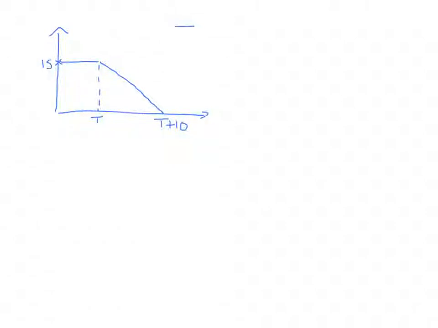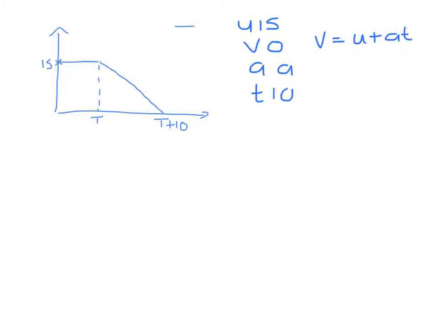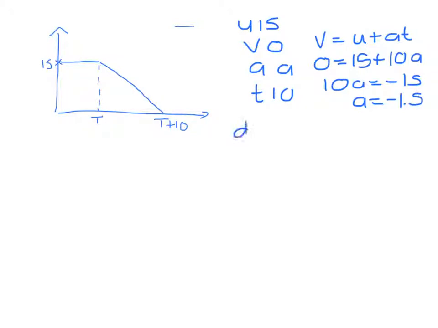Well, we start at 15. Our final velocity is 0. Remember, a stands for acceleration and t is 10. So v equals u plus at. 0 equals 15 plus 10a. So 10a would be minus 15. a is minus 1.5. But we were asked in the question for the deceleration. So that is 1.5 metres per second squared.